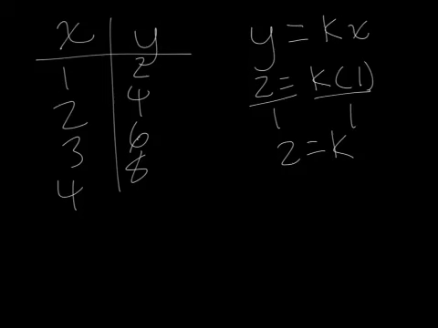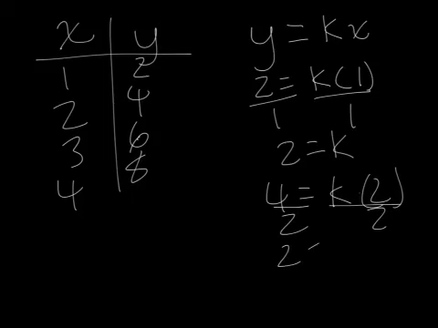Let's check my second set of numbers and make sure that it works out. So I've got 2 and 4. So I'm going to say 4 = k times 2. I divide by 2, and I get 2 = k again. So I see that my constant of variation for this set of data is going to be 2.